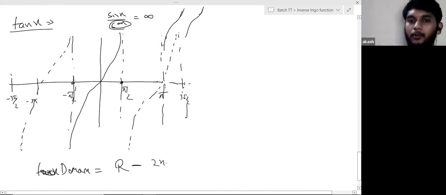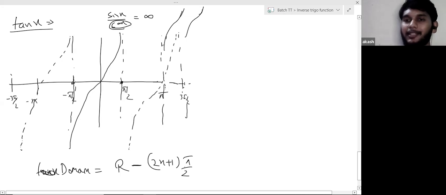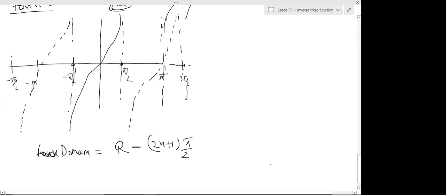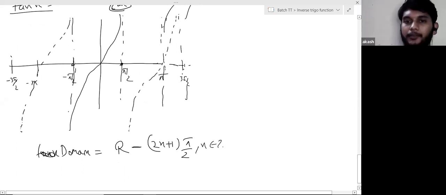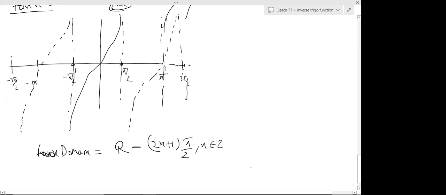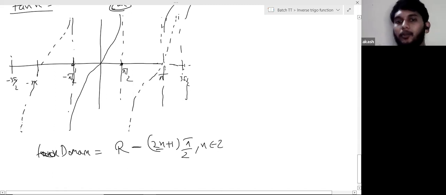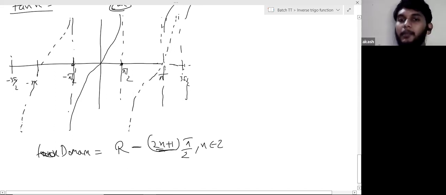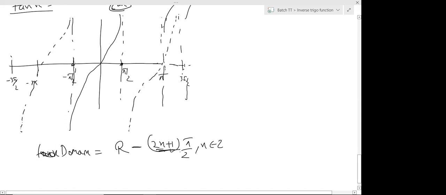So odd means (2n plus 1) pi by 2. This is clear? And what does n stand for here? n is any integer. So 2n is always even, plus 1 is always odd. Odd we always represent as 2n plus 1. Odd multiples of pi by 2, so we can write (2n plus 1) pi by 2.